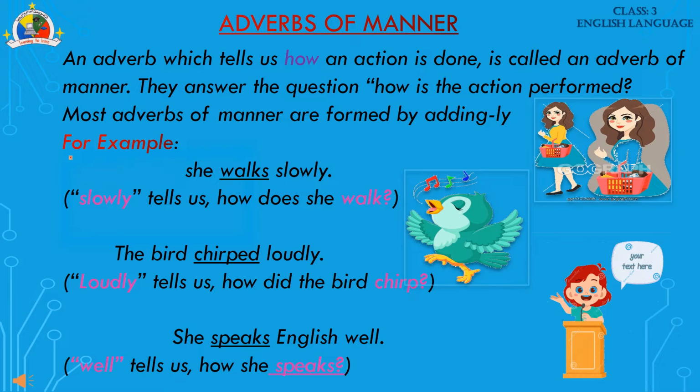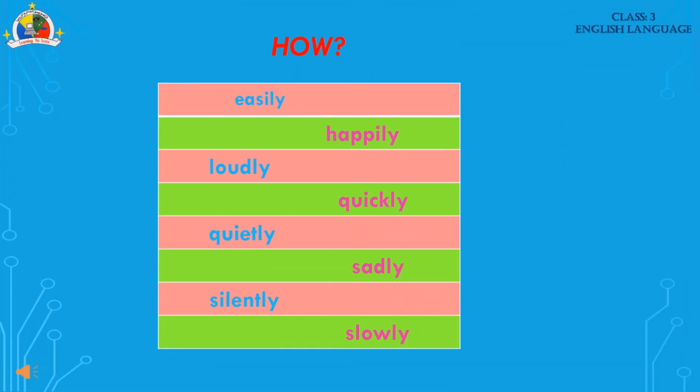Here we have list of adverbs that describes how something is done. Now these are some adverbs that describes how something is done. Easily, happily, loudly, quickly, quietly, sadly, silently, slowly.